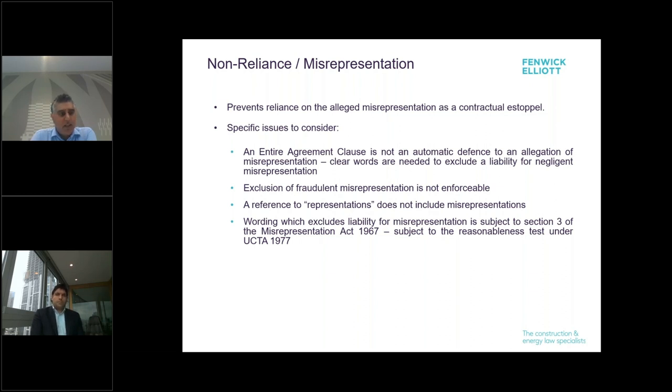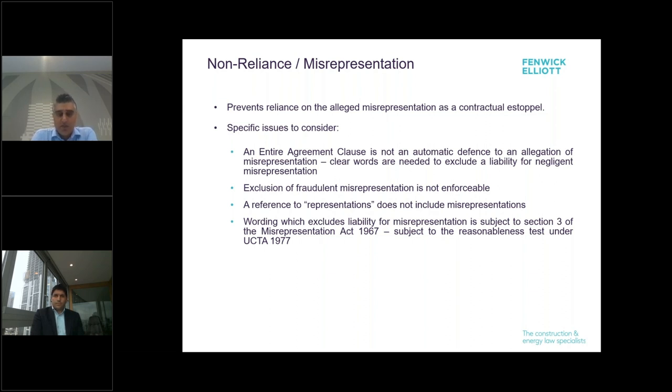The reference in a clause of this nature to just representations doesn't necessarily mean that it will capture misrepresentations, and that was decided in a case called AXA Sun Life Services versus Campbell Martin Limited in 2011, where the courts found that the reference to misrepresentation did not expressly exclude misrepresentation.